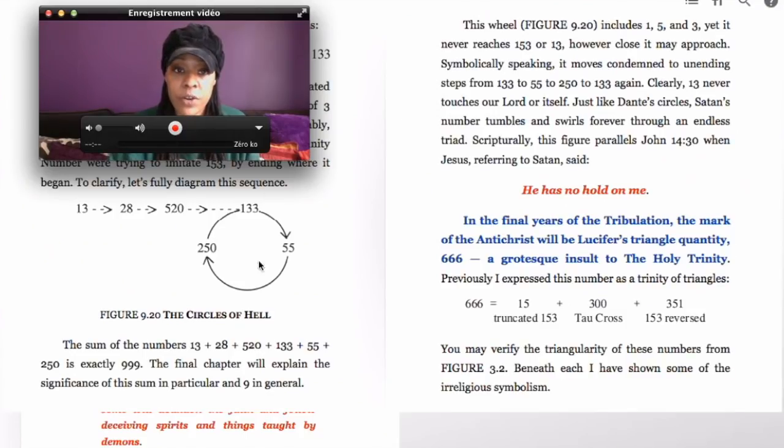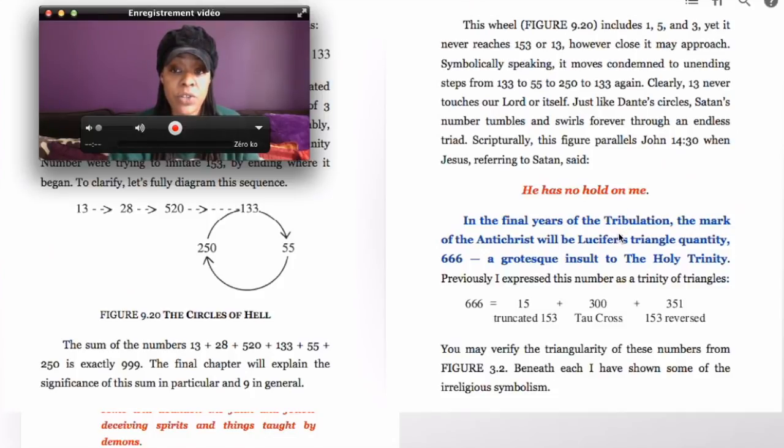So here the will figure right here includes 1, 5, and 3, yet it never reaches 1, 5, 3, or 13. However close it may approach, symbolically speaking, it moves condemned to unending steps. 1, 3, 3, 5, 5, 250 to 1, 3, 3. Clearly 13 never touches our Lord or itself, Yahuwah. Like Dante's circles, Satan's number tumbles and swirls forever through an endless triad. Scripturally, this figure parallels John 14:30 when Jesus, referring to Satan, says, "He has no hold on me."